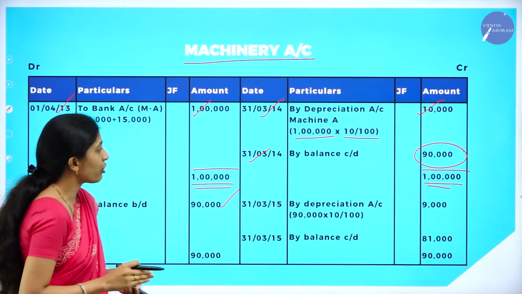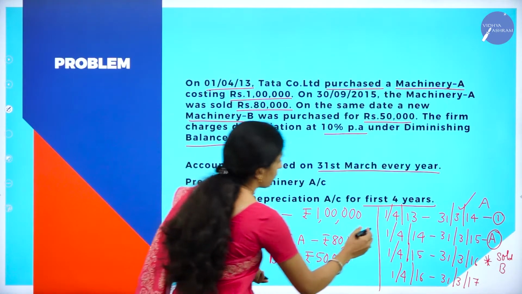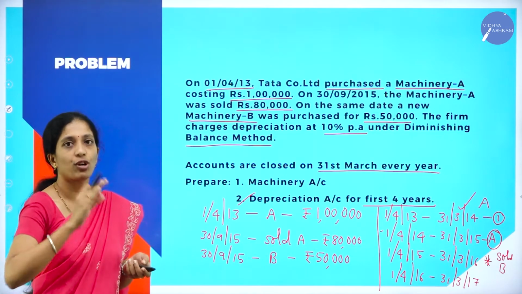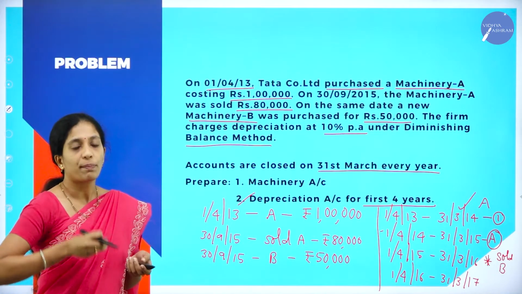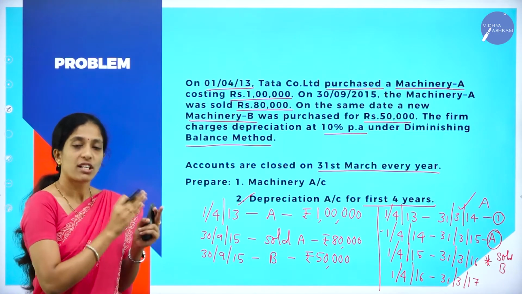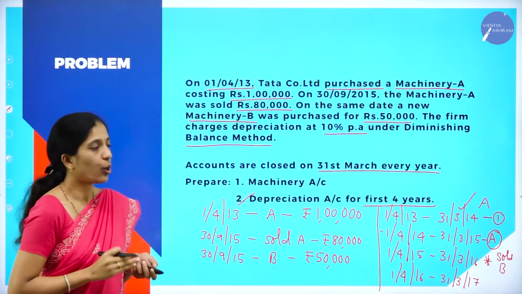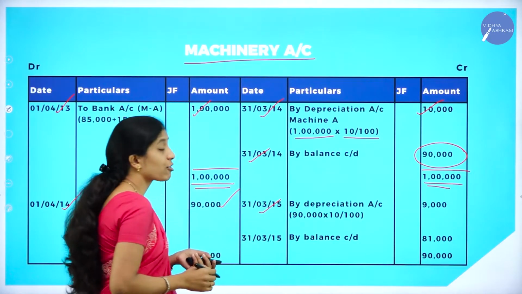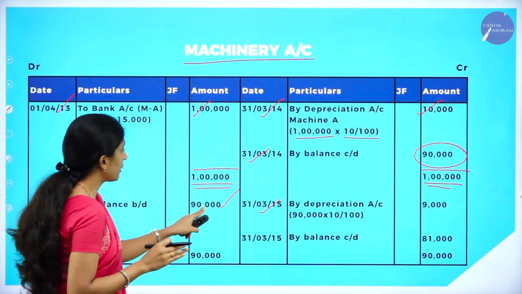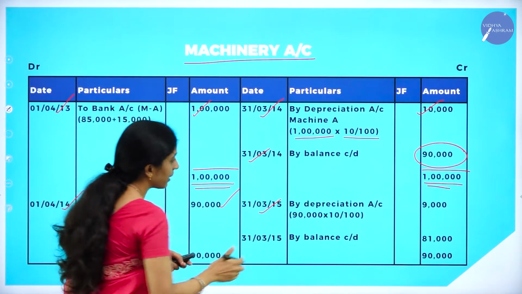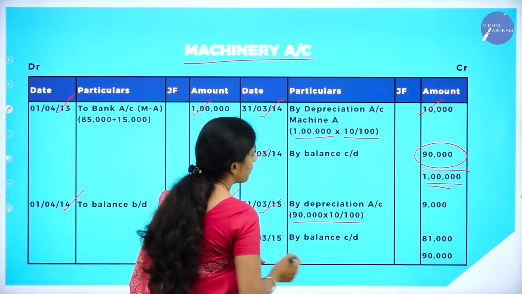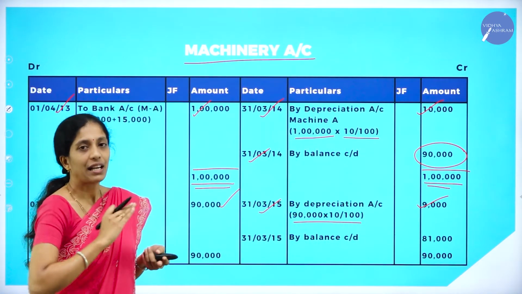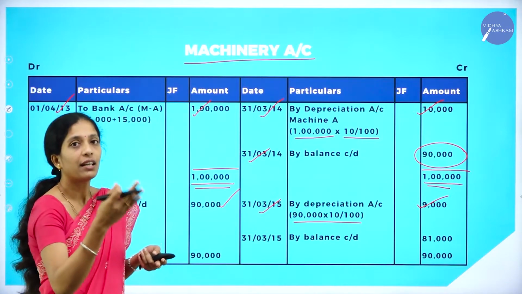Now in the second year also, I have told you, nothing to worry about, because the first machine was there for the whole year. Nothing had happened. They have not sold, and in the same way they have not purchased in between. So that old machine, that is machine A, was there for the whole year. So 31st-3/2015 by depreciation account, but here you are going to calculate on the reduced value, that is 90,000. 90,000 into 10%, so I'll get how much? 9,000.